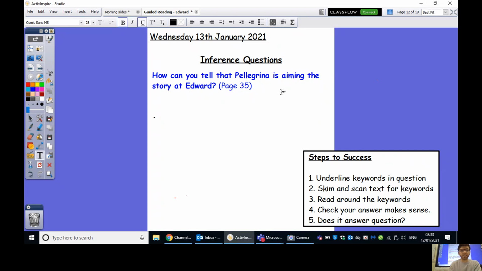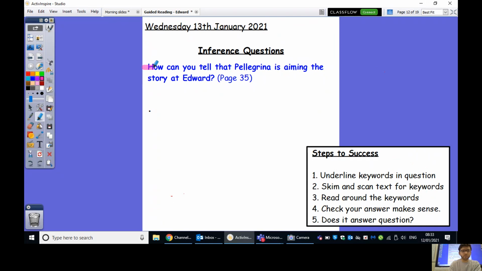So this particular question that we're looking at today, and there are a few of them in your inference questions, are how can you tell questions. So if it's a how can you tell question, that means that you're having to give your own opinion or thoughts about something. Now, just because you're giving your idea of something, it doesn't mean that you can just completely make it up. You've still got a page number here, page 35, where you're going to find some evidence to help you.